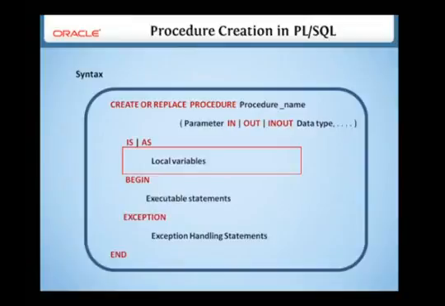Local variable declaration. Here we can declare variables for that procedure. Begin. Here we can write the executable statements for the procedure. Exception. In this section, we can write the exception handling statements for this procedure. End. It specifies the end of a procedure. Every procedure must end with this keyword. I hope you all understand the syntax for creating a procedure.